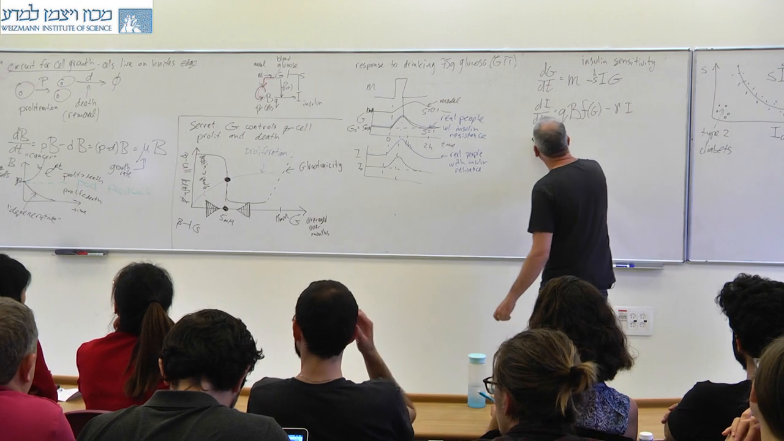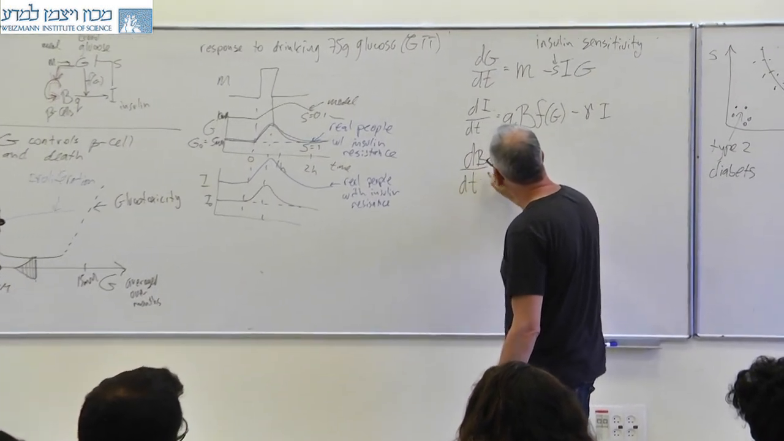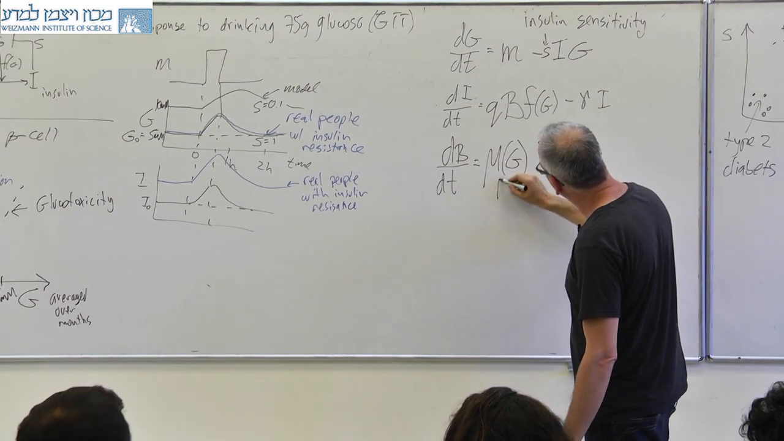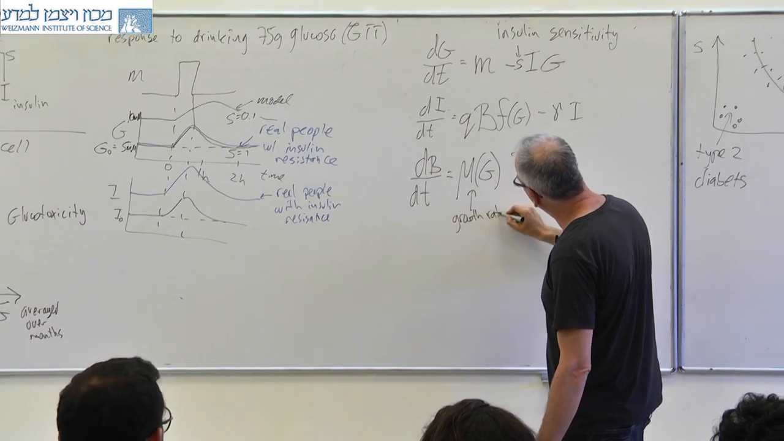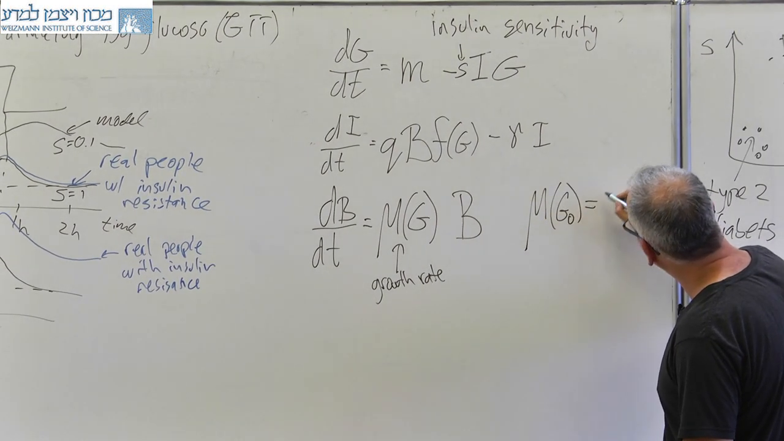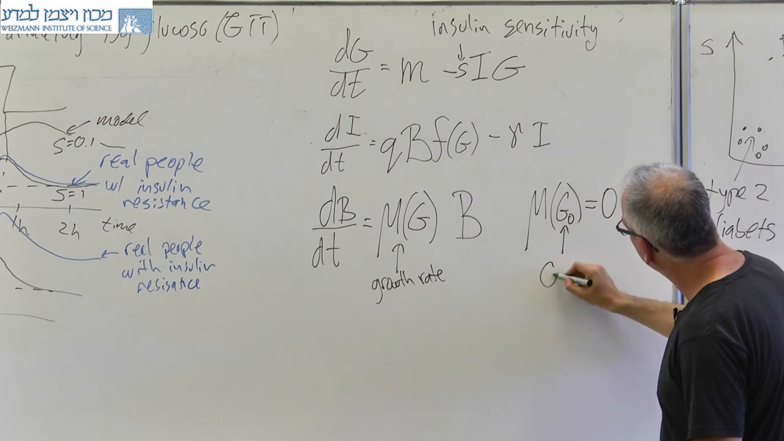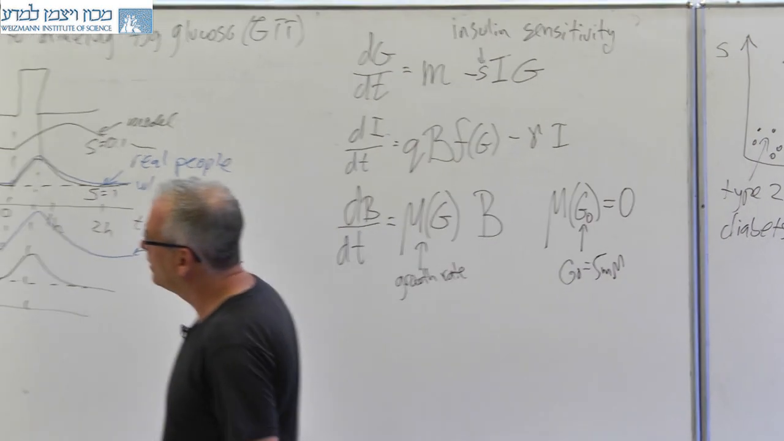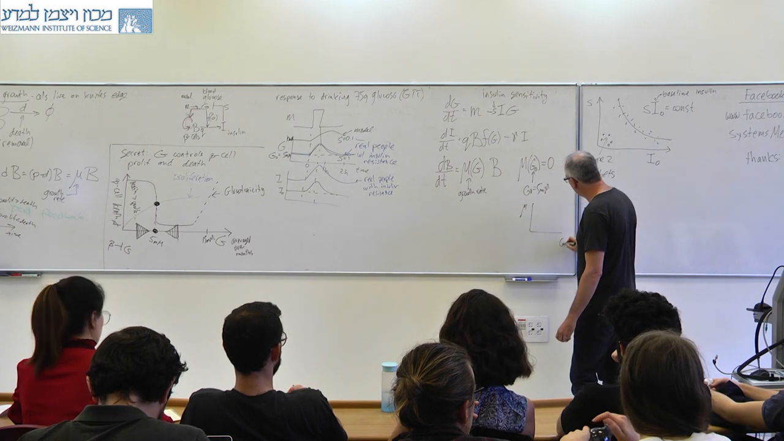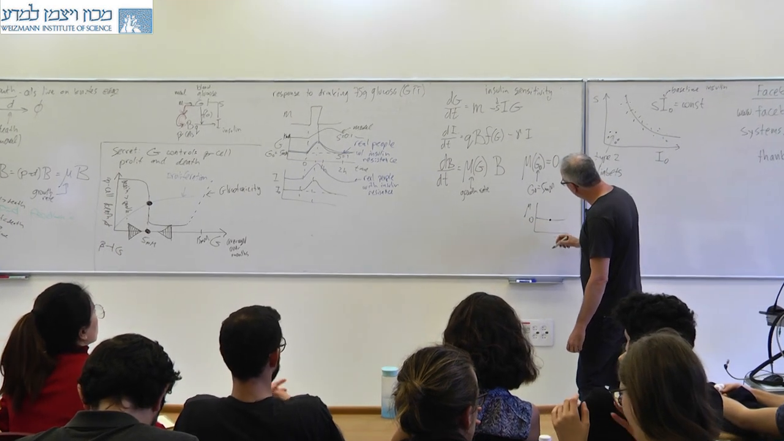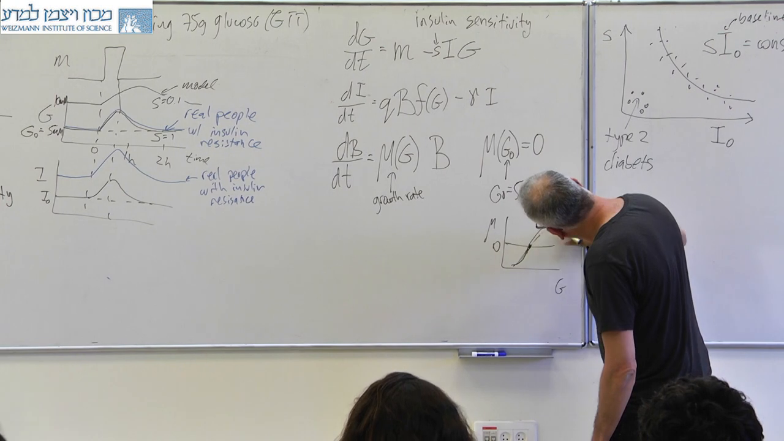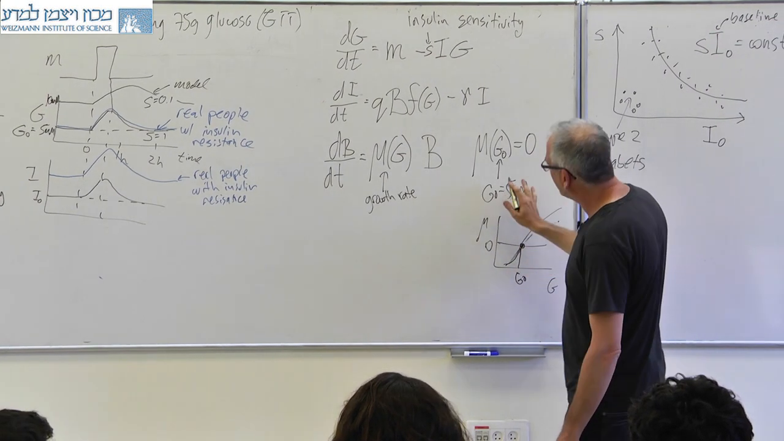And I'm going to write down the equation here. So it's just going to be mu of G times B. So this is the growth rate. And the special thing about it is that it depends on glucose. And it's zero at a special glucose concentration of 5 millimolar. That's when proliferation equals death. So this mu, this new function of glucose, is zero. Proliferation is lower, it looks like this. It's zero at G0, and everything is stable and nice.